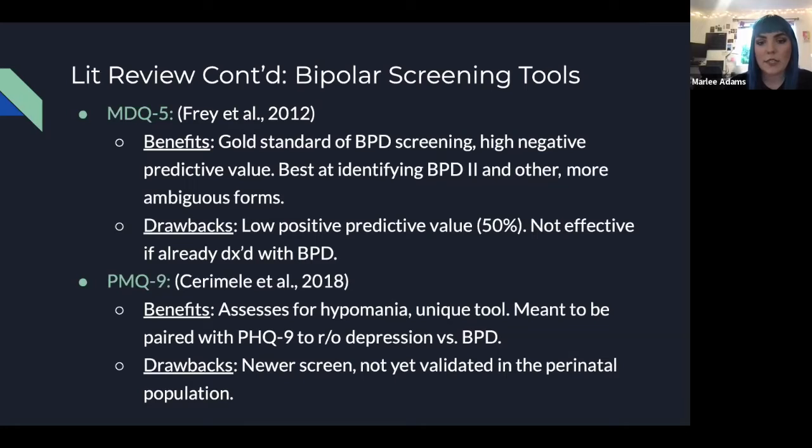It actually assesses for hypomania, and it's a unique tool. It's meant to be used in the moment, and it was actually created to be paired with the PHQ, the depression screening we just chatted about, to truly rule out depression versus bipolar disorder. Really, the major drawback of this is that it's a newer screening tool, and so it's not been validated yet in the perinatal population.